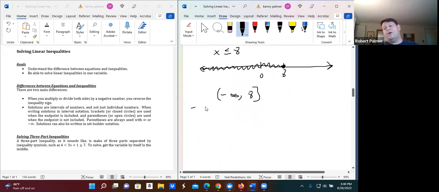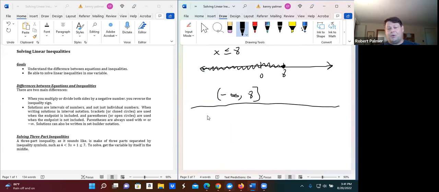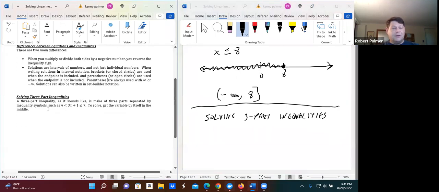Now let's look at one more type of inequality you may encounter, sometimes called 3-part inequalities. What we mean by a 3-part inequality we'll explain in just a moment. So let's come back over to the left. A 3-part inequality, as it sounds, is made of 3 parts separated by inequality symbols, such as this example.